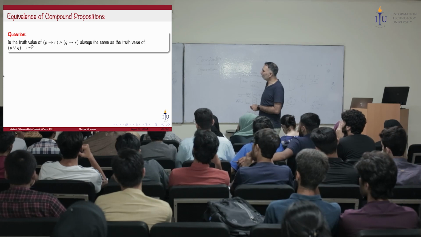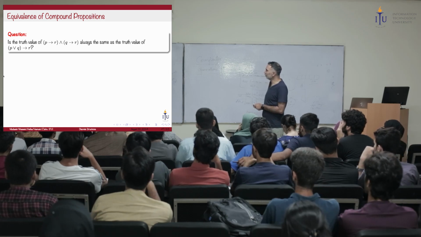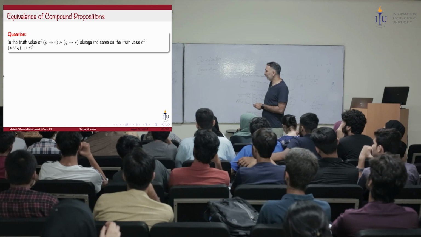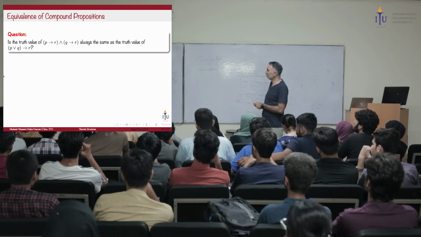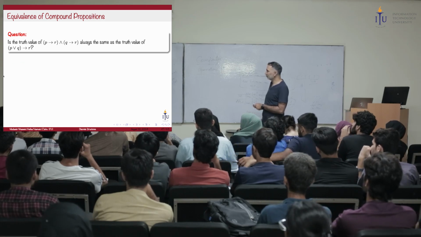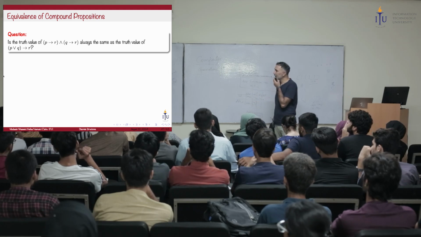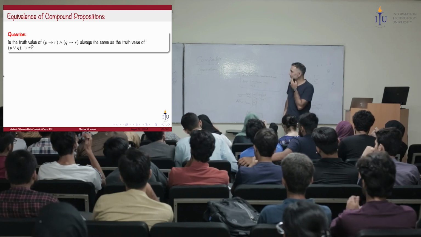Is the truth value of P then R and Q then R always the same as the truth value of P or Q then R? Go ahead, make a truth table and let me know.